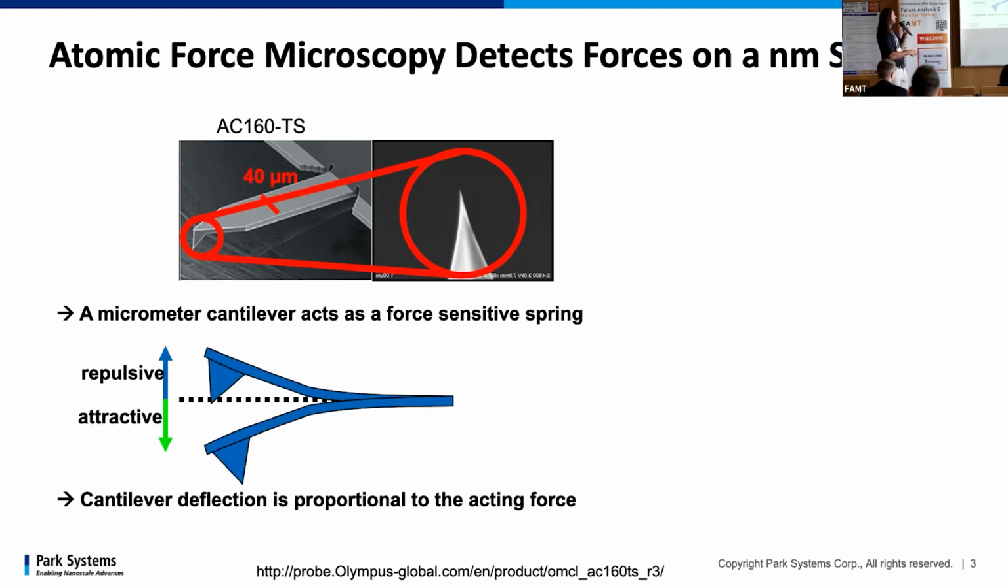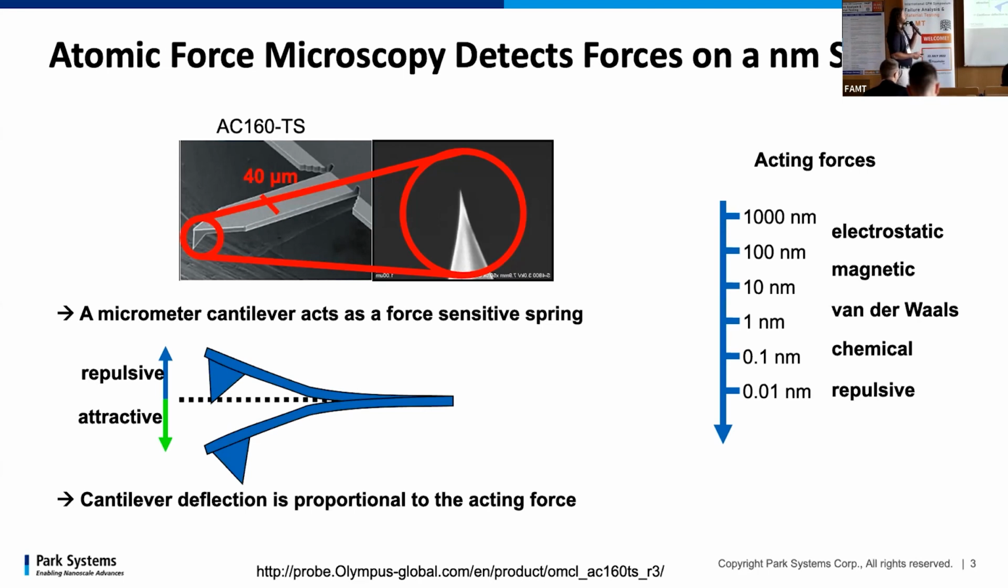Any acting force on this cantilever will cause it to deflect either away from the surface due to repulsive forces or towards the surface due to attractive forces. However, we are not limited only to mechanical interactions. We can detect, as you're well aware, all different kinds of forces, ranging from electrostatic forces, magnetic forces, van der Waals, or Pauli repulsive forces.